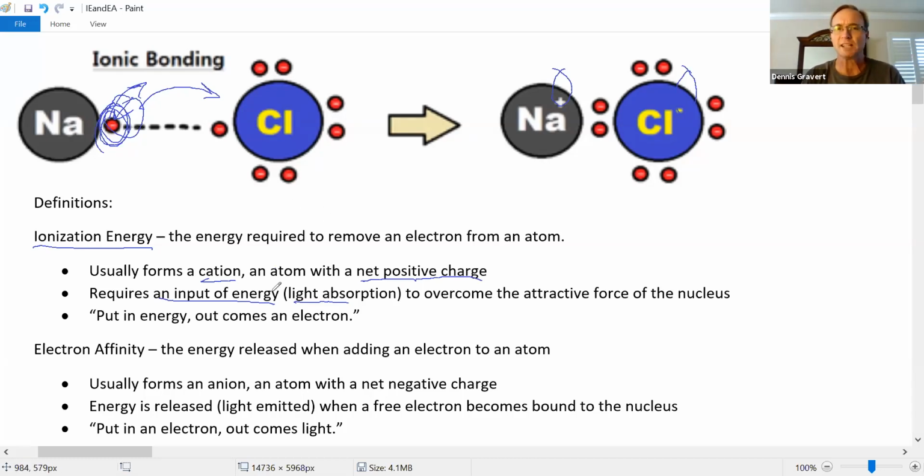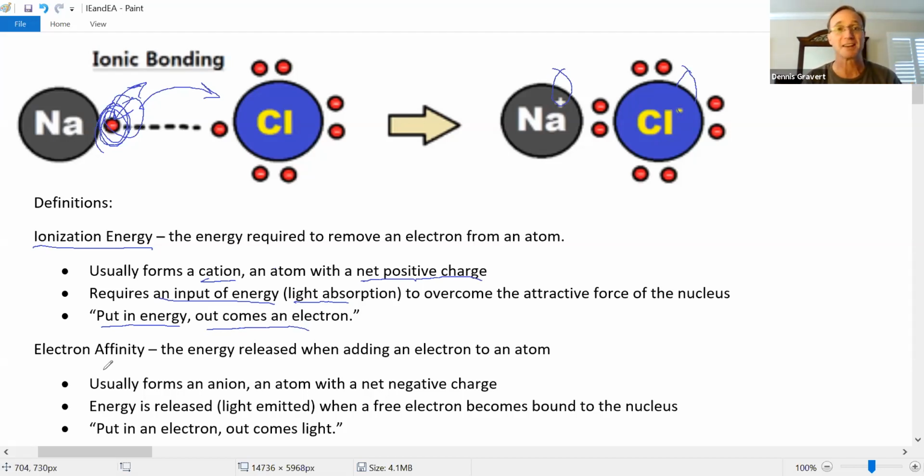And you need to input some energy because this electron is bound, held in place, because of the attractive force of the nucleus, which is where all the protons are. The electron's negative, and opposites attract, right? So you need to input energy in order to get this electron to overcome the pull of the nucleus, the positive charges. So just remember this little slogan, if you will: ionization energy means you put in energy and out comes an electron.